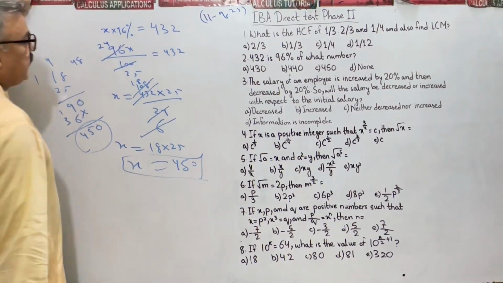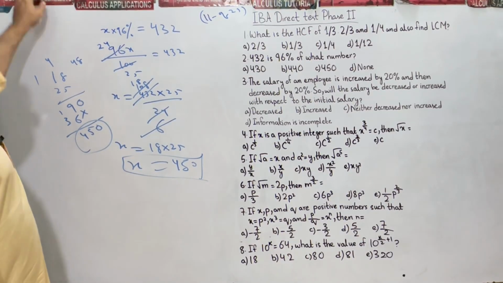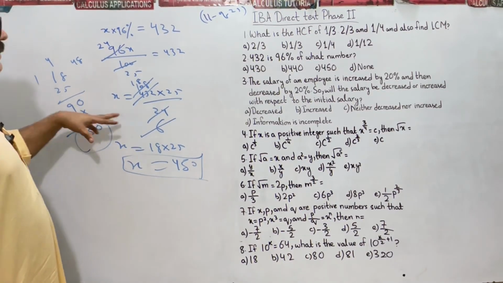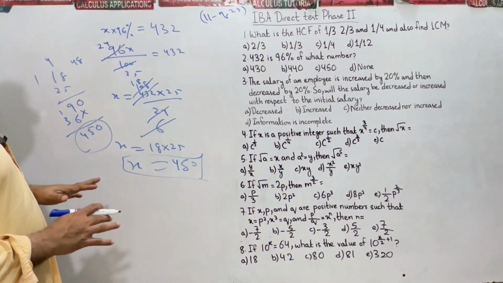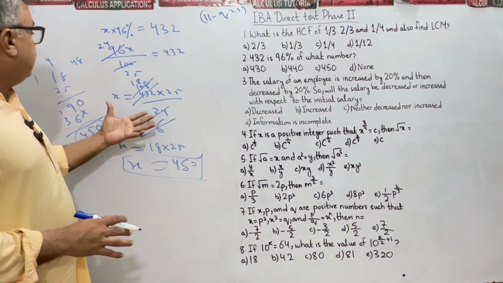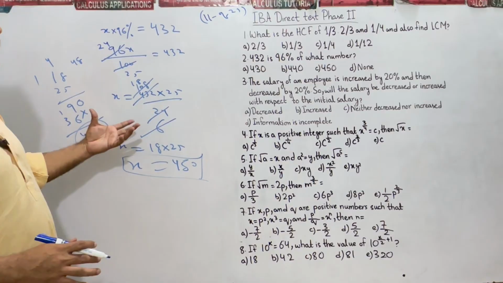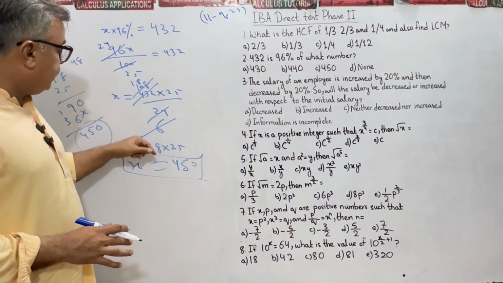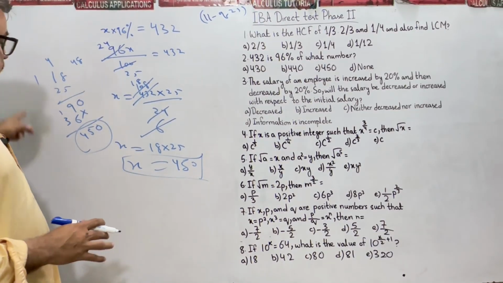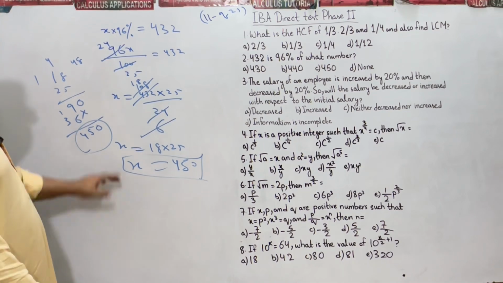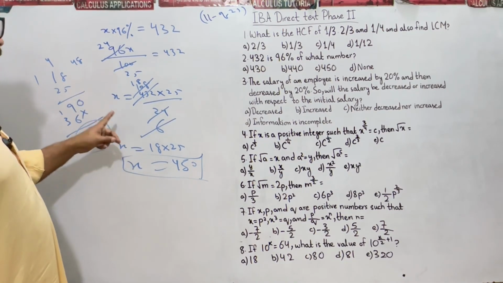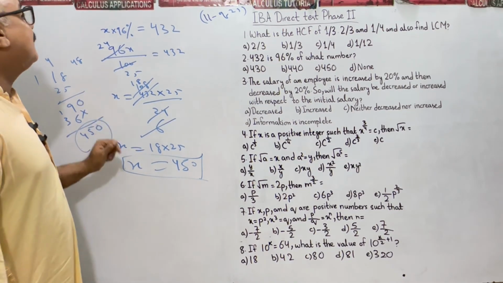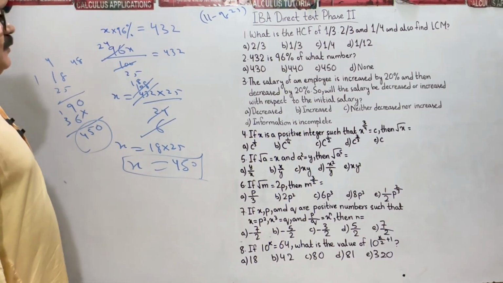In quantitative mathematics, you have to do this calculation manually rather than using a calculator. It is the beauty of arithmetic or quantitative mathematics. If you are young enough, then it's very easy for you. If you are old like me, then it is going to take some time and it causes some trouble for you as well.